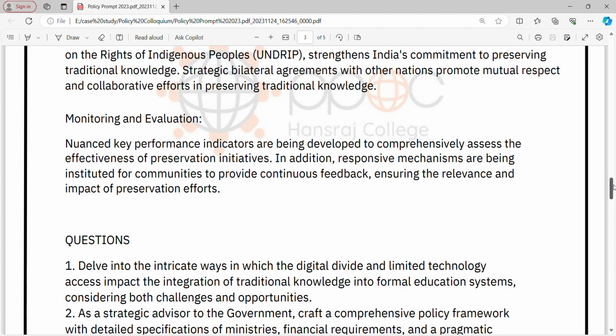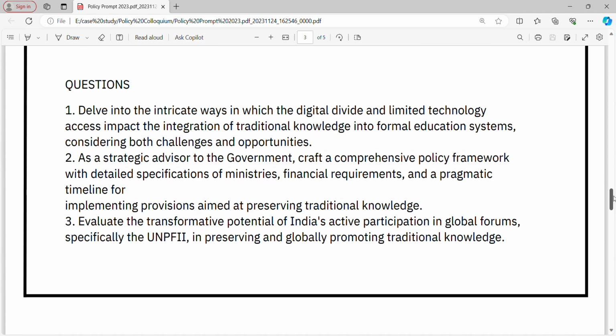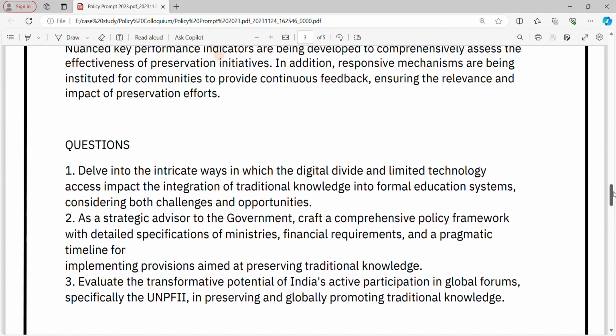Okay, so as I said before, this is of category B, and the questions are provided. Just answer the solution in this order. The first question: delve into the intricate ways in which the digital divide and limited technology access impact the integration of traditional knowledge into the formal education system, considering both challenges and opportunities.